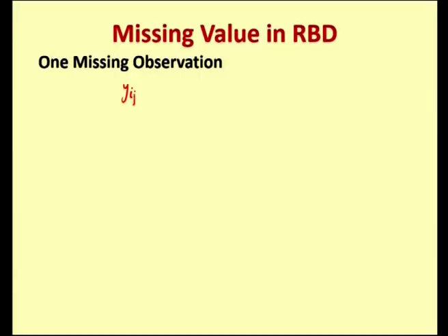Let us suppose that the one missing value Yij, that is, the observation in the jth block receiving the ith treatment, is denoted as X. So, I can give you the layout of RBD with R blocks and t treatments. Here we have blocks 1, 2, J up to R, and here we have treatments 1, 2, I up to the tth treatment.